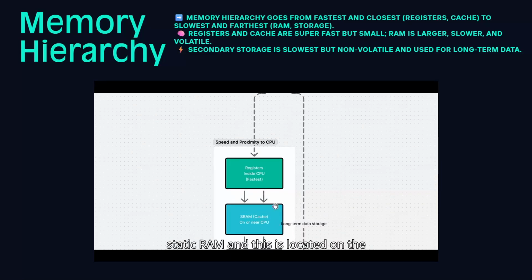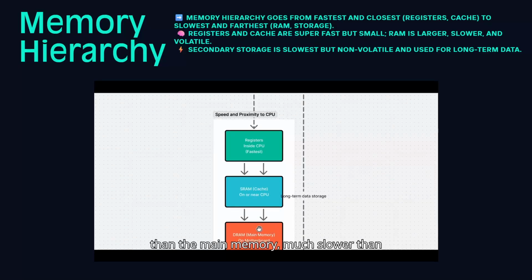Now we have the cache. Cache is typically static RAM, and this is located on the CPU or near the CPU, which is why this is the second fastest out of all of the memory hierarchy. The purpose is to store copies of the most likely to be used or most frequently used memory. The cache is much faster than the main memory, much slower than registers. Oh, another thing about registers is that the only downside is that they have very limited storage.